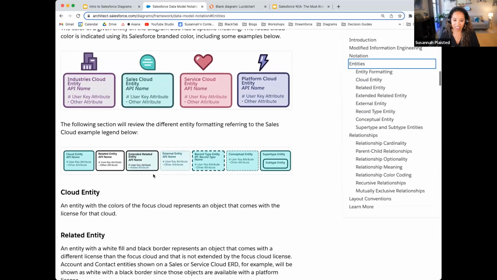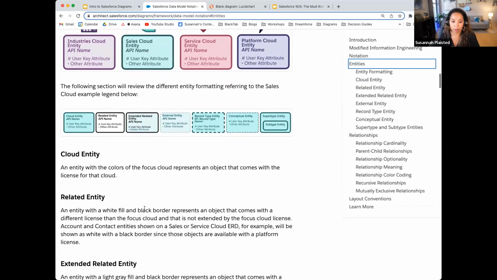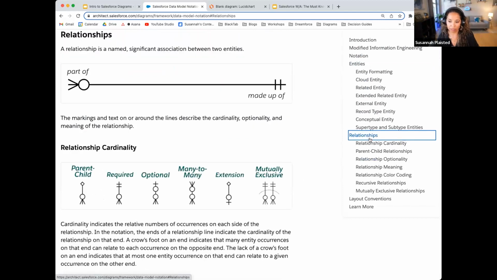And you can really get into this concept of a cloud entity and a related entity. I'm not going to get into that, but all of this is available for you to dig into so you can better understand those data models. The thing that I will dig in just a little bit on is the relationships.